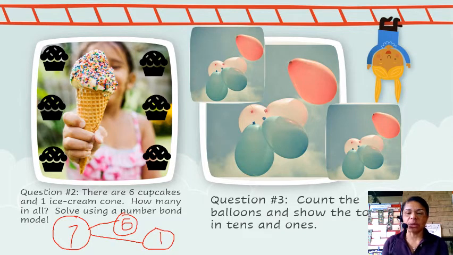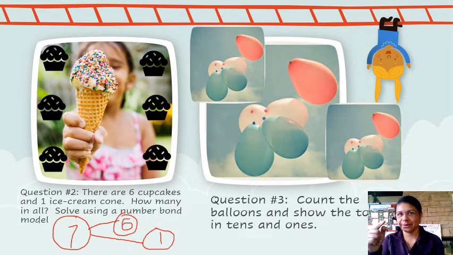And now, question number 3. Count the balloons and show the total in tens and ones. Oh, count all of these balloons. And using tens and ones, show me how many balloons you see. I'm gonna give you a couple of seconds. Done. You got it? Let's give it a try.